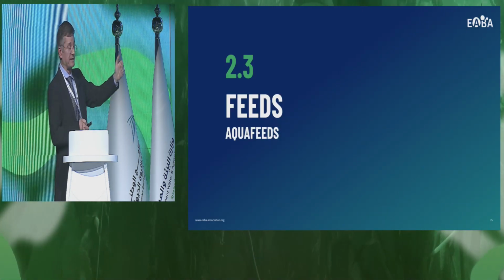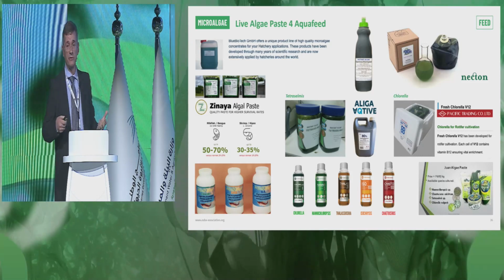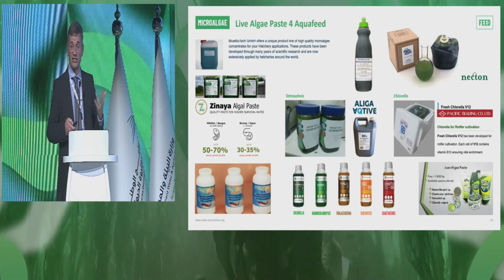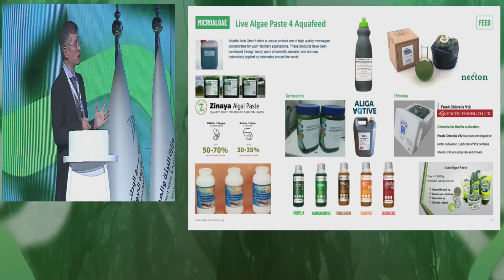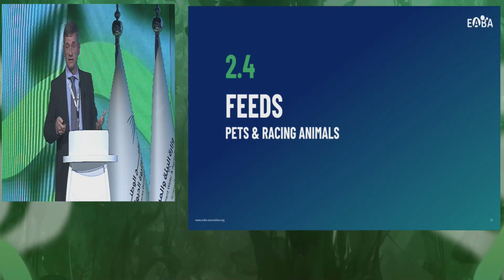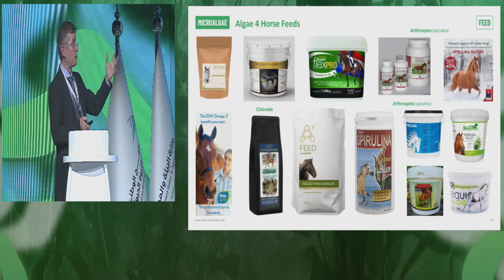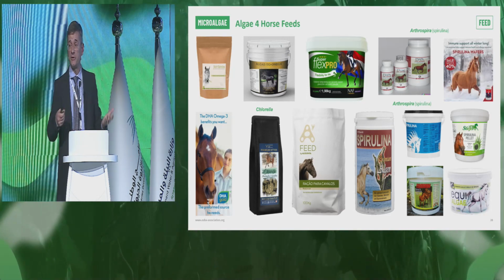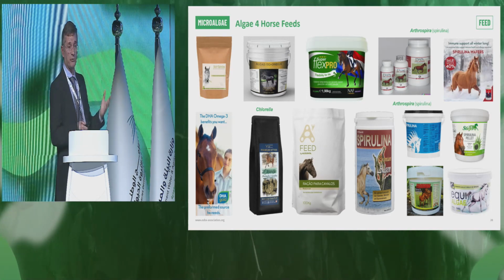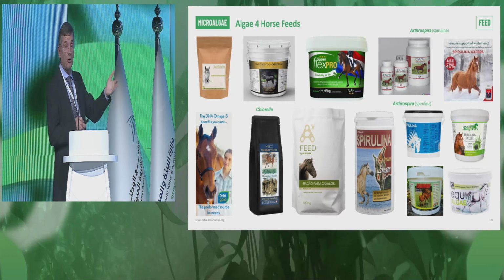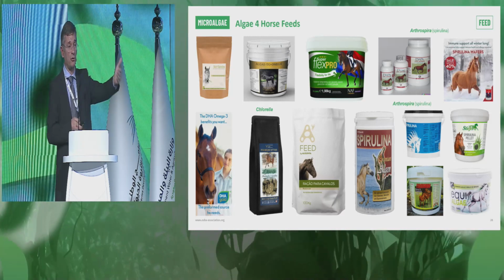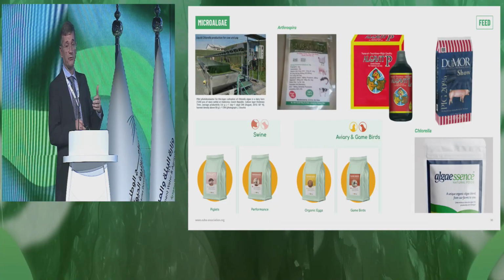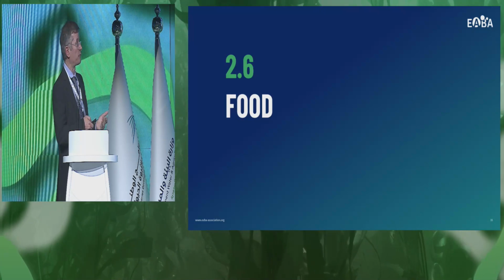Feeds, let's see, aquaculture feeds. This is one of the main applications of algae. It's very, very important. It's used mostly for hatcheries, the start of the aquaculture process. Then pet foods: microalgae and macroalgae both are used. In this case, I have the example of horse feeds. There is wide use of microalgae for horse feeds, but there is also macroalgae. Farm animals: here are some examples of the use of both microalgae and macroalgae for farm feeds.